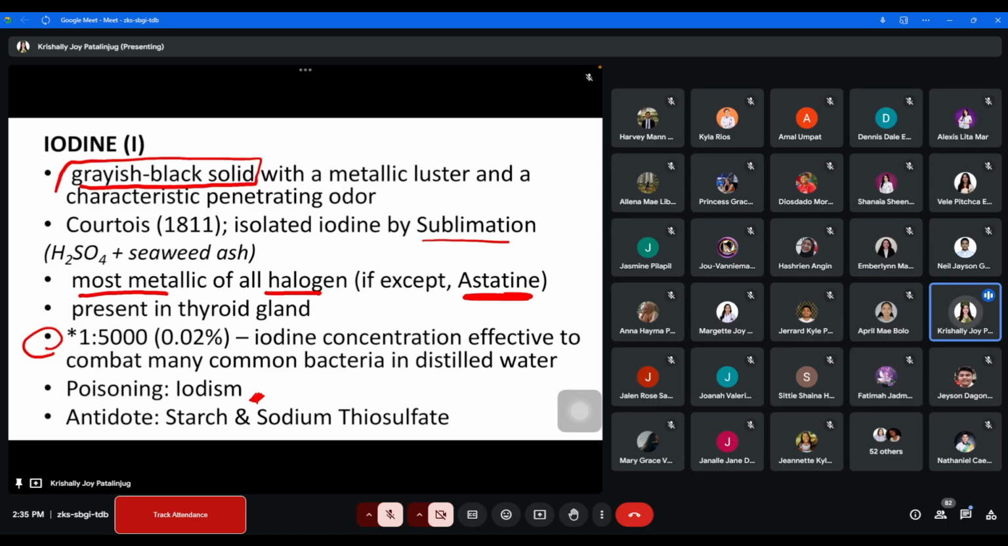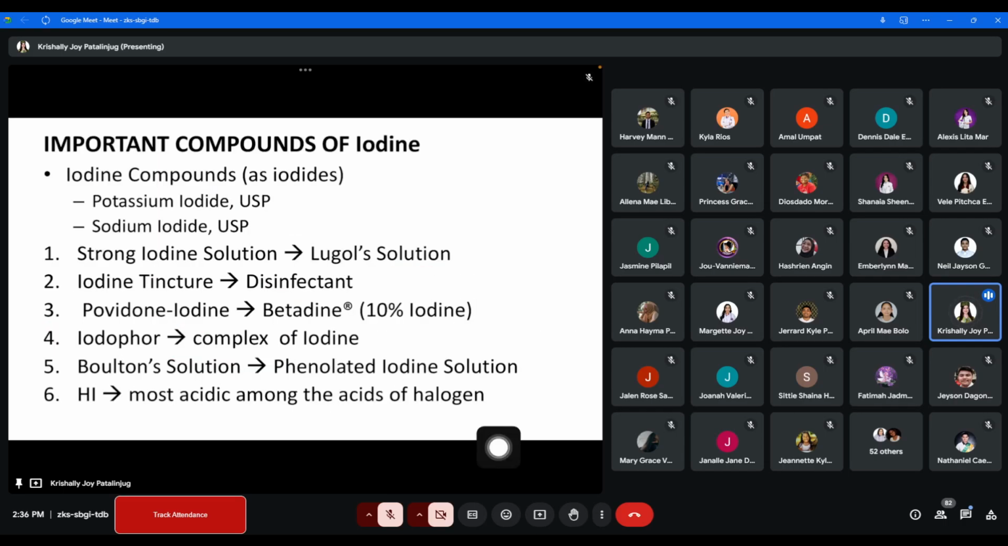Para mag-counteract o para meron siyang antibacterial effect, in short, okay? Effective antibacterial activity when iodine is dissolved in distilled water. Ito yung concentration, 1:5,000. And these are the compounds of iodine na merong mainly disinfectant yung use niya. Antiseptic, disinfectant. Yan, Lugol solution, iodine tincture.